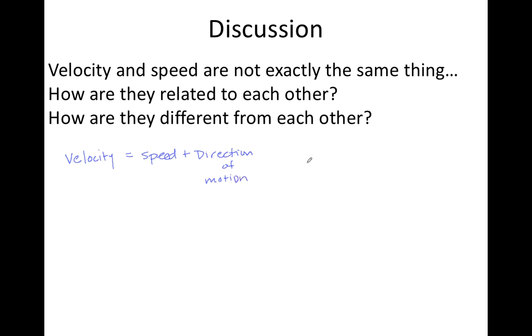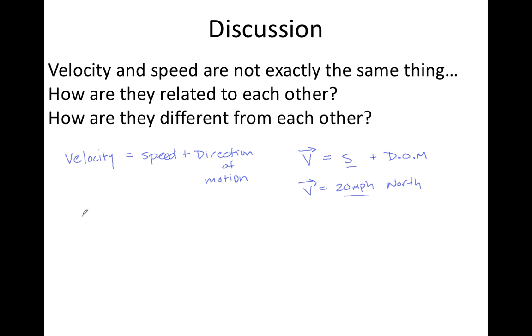Or I can do this symbolically by saying that velocity, and I'm indicating that I'm talking specifically about the vector velocity, is just our speed s plus the direction of motion. So for example, I could say the velocity of a car was 20 miles per hour north. 20 miles per hour can represent the speed. If it's moving north, north describes the direction of motion for the car.